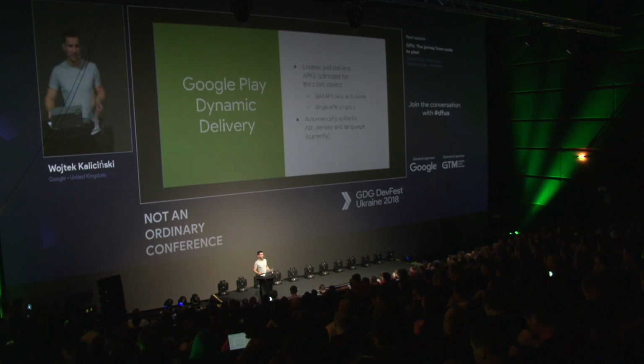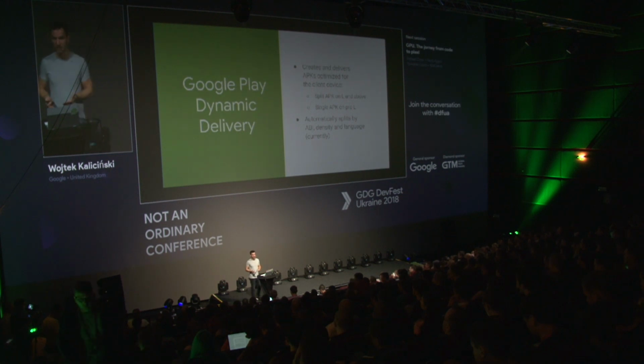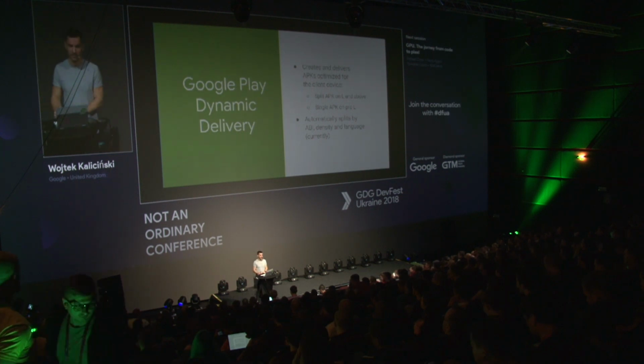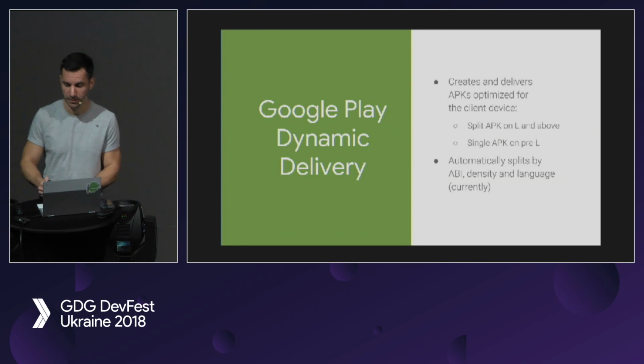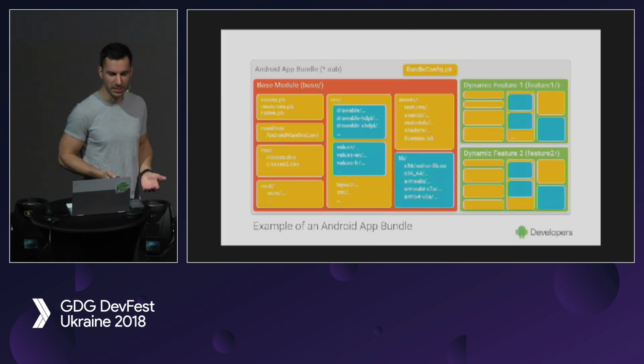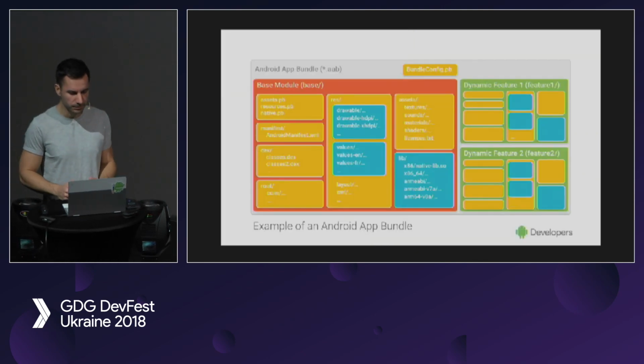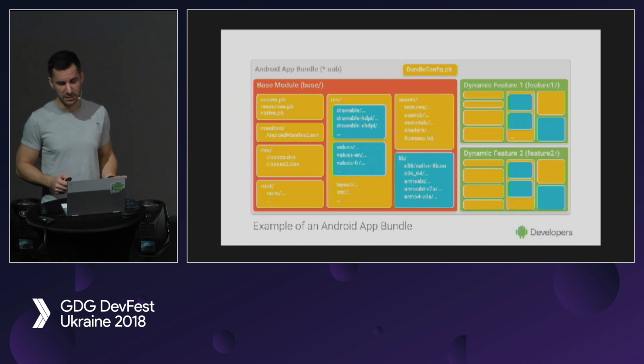Moreover, you never have to worry about version codes again, because you only upload one artifact. You don't have to manage all these different version codes for APKs anymore. So how does an app bundle look like? It's also a zip file, similar to an APK. However, the structure is a little bit different.